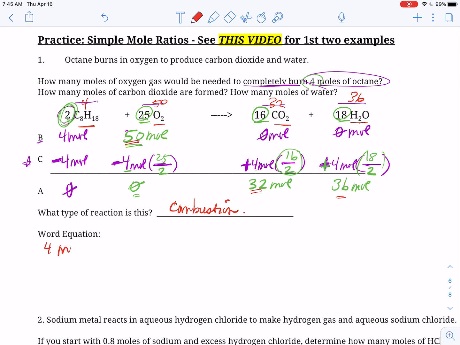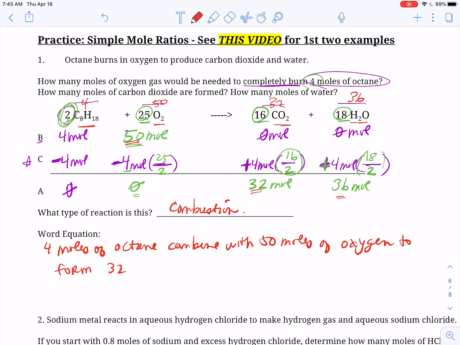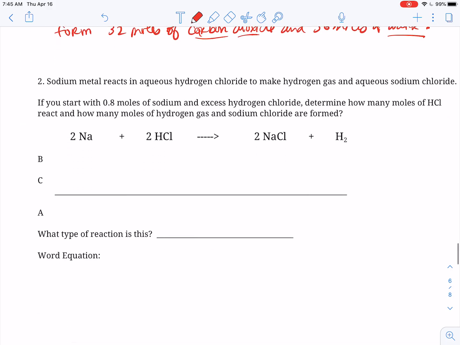Okay, so I'm going to say 4 moles of octane combine with 50 moles of oxygen to form 32 moles of carbon dioxide. Okay, and these you need to know. Some of you guys are still messing up these names. Come on, carbon dioxide and 36 moles of water. Not hydrogen oxygen. No, it's just called water, y'all. Okay, water. All right.